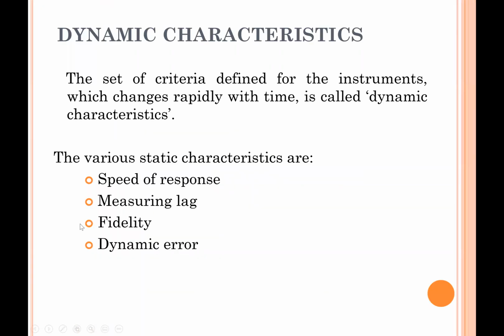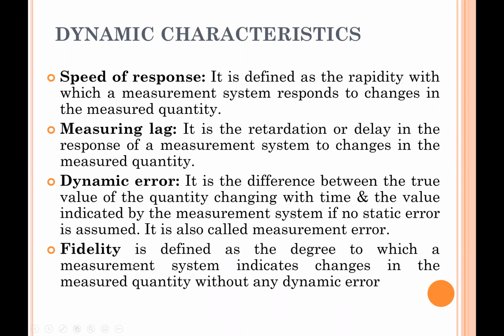So the set of criteria that are defined for the instruments which change rapidly with time is called dynamic characteristics. That means the set of instruments which are used for the signals or the measurements which are changing rapidly with time. For that, the criteria that the instrument should meet, that is called dynamic characteristics. The most important ones that we are going to talk about over here, that is speed of response, measuring lag, fidelity, and the dynamic error.